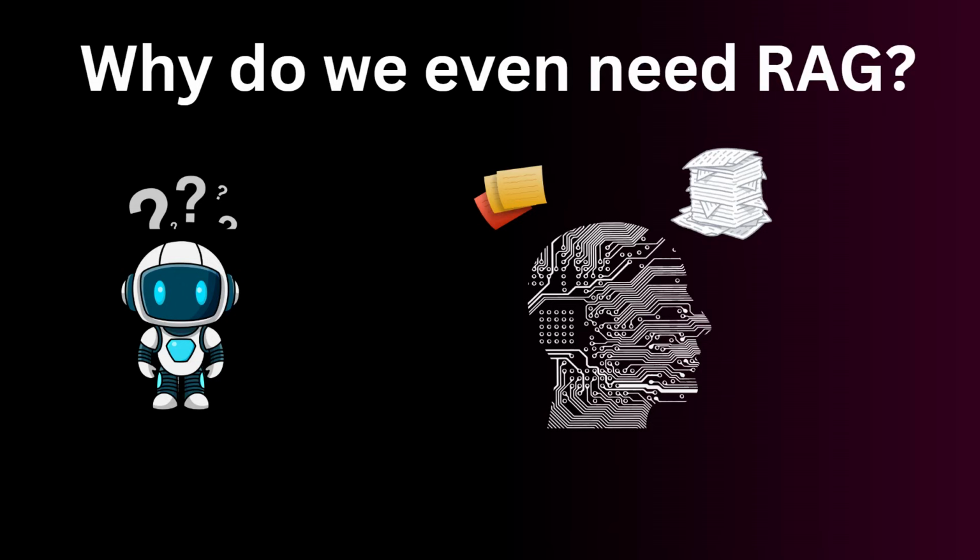So instead of forcing the model to guess, we retrieve relevant documents from an external source and inject that knowledge directly into the prompt. Now, the model isn't guessing anymore. It's grounded in real data. And for a lot of use cases, this works really well, at least up to a point.